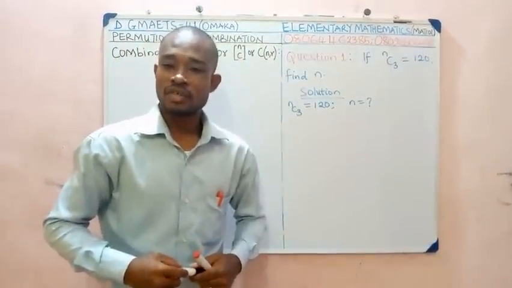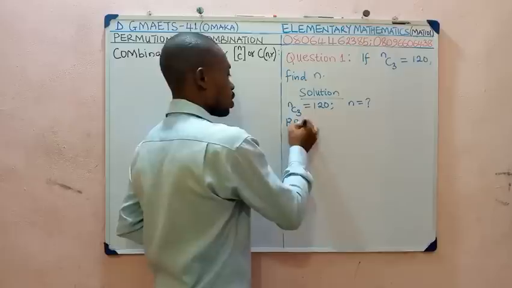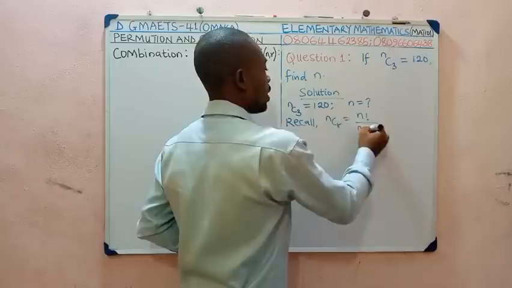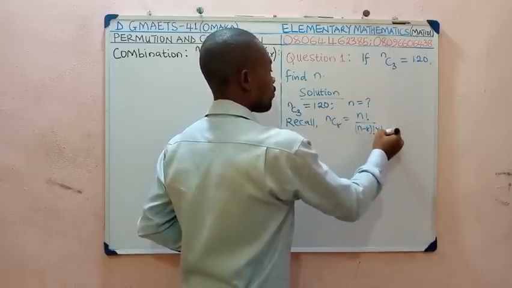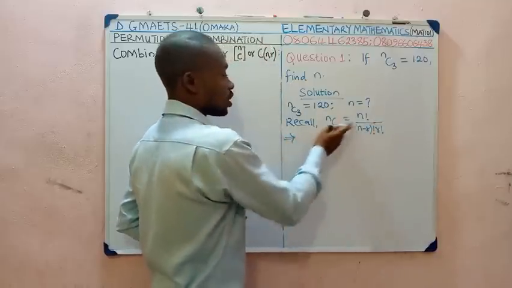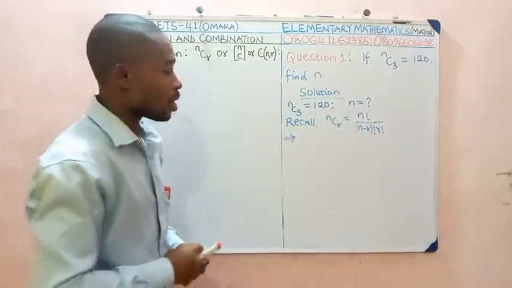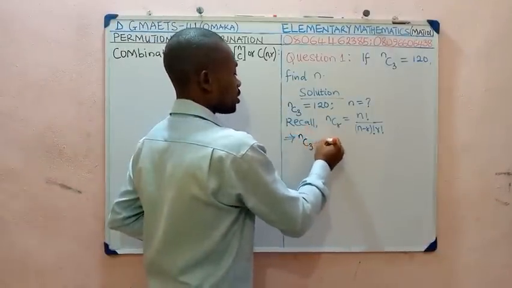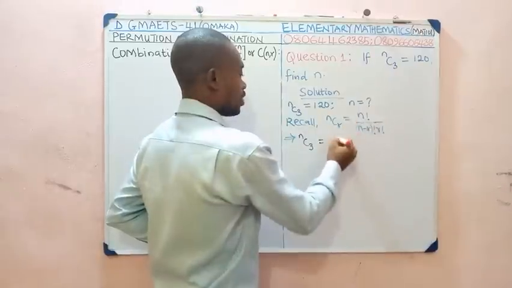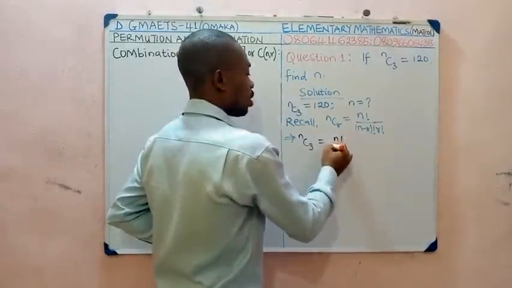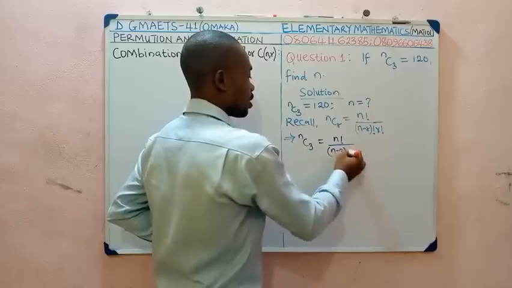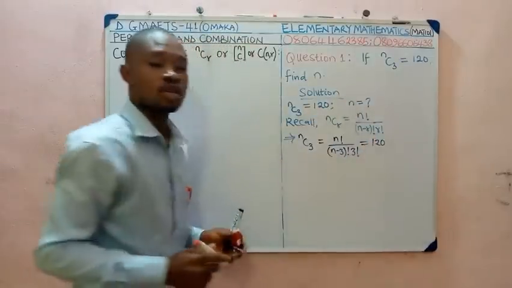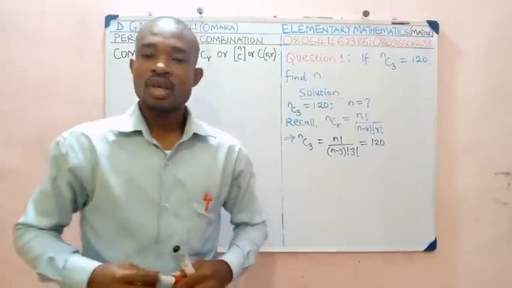We'll have to apply the definition of combination to this. So we need to recall that n combination r is equal to n factorial all over n minus r factorial times r factorial. That implies we know the value of r. r is 3 in our problem here. We don't know n, so we're going to write n combination 3 is equal to, applying the definition, n factorial all over n minus 3 factorial times 3 factorial, and from the question this is expected to be 120.